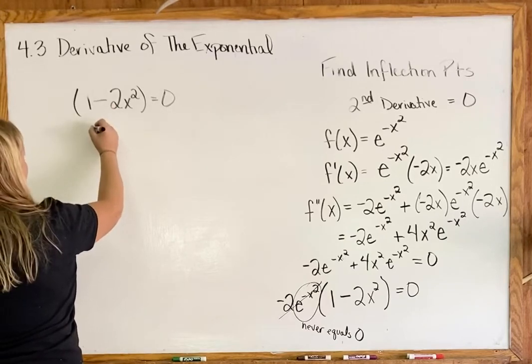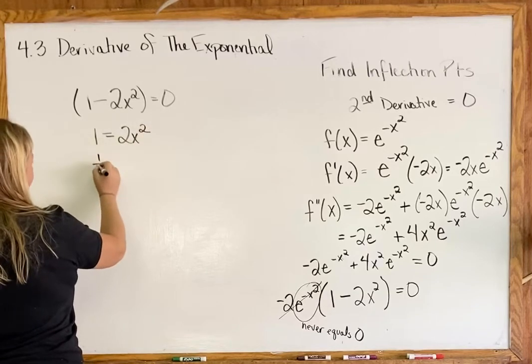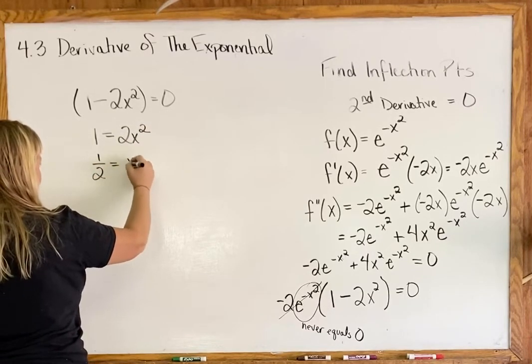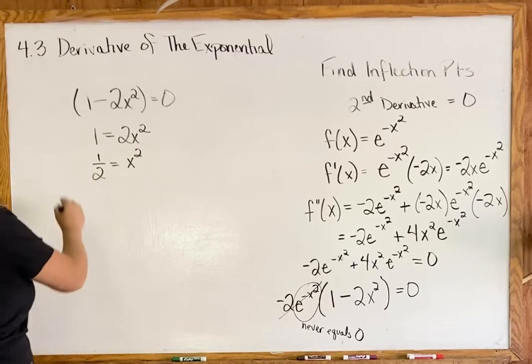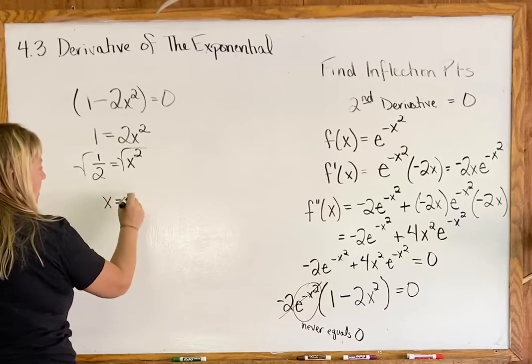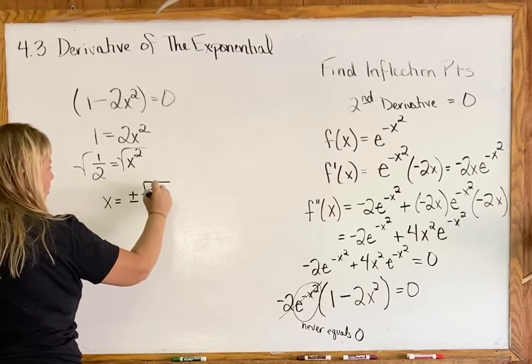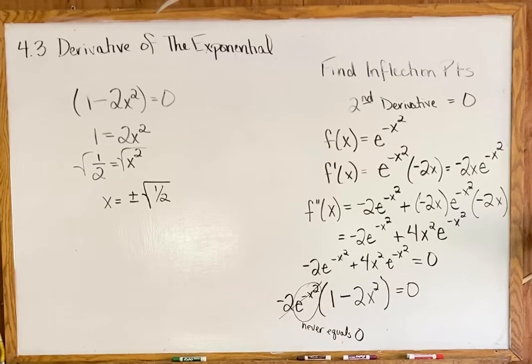Now here, we'll get 1 equals 2x squared. So 1/2 equals x squared, right? So if we take the square root of both sides, we end up with x equals plus or minus the square root of 1/2. And that's all they asked us to do, was to find inflection points, so we don't have to go any further than that. There are 2 of them, plus square root of 1/2 and a minus square root of 1/2.